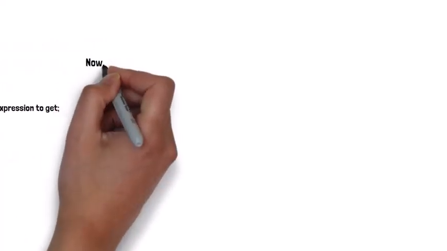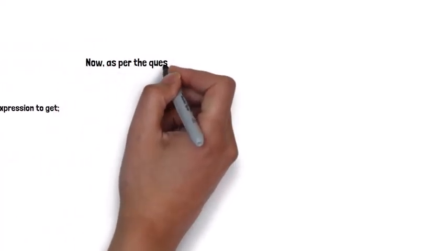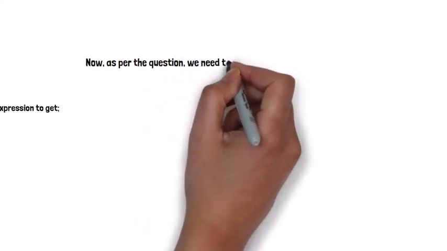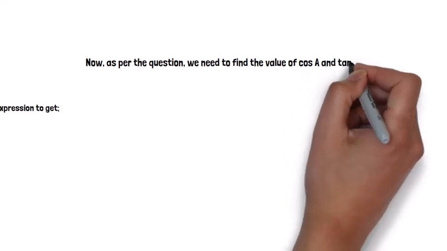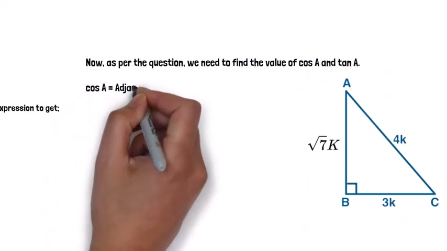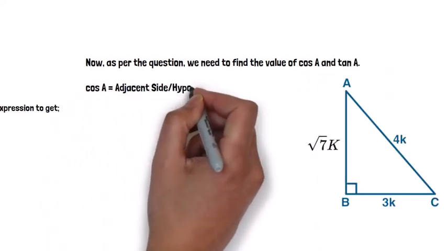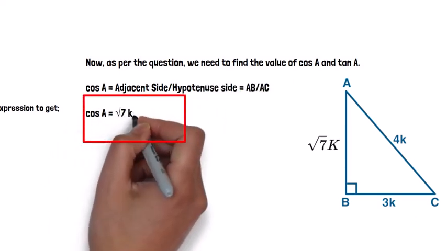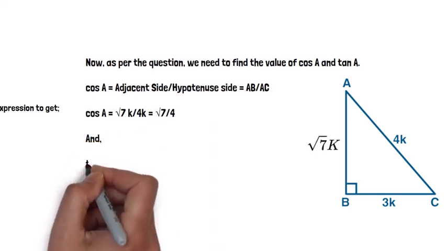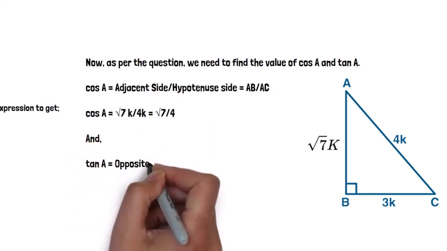This is adjacent value. Now as per the question, we need to find the value of cos A and tan A. Cos A equal to adjacent side divided by hypotenuse. Adjacent side value root 7K divided by 4K equal to root 7 by 4.